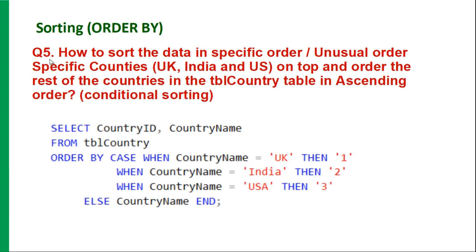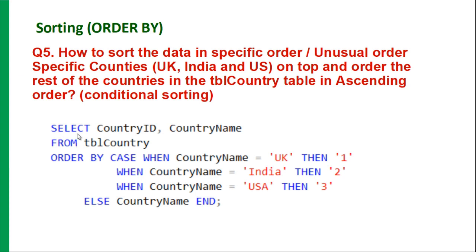Question number 5. How to sort the data in a specific order, or basically we can say unusual order, for specific countries? Basically, if I want to see the country UK on the top, India the second record, and the third record is US. So this can be achieved by using the CASE statement. This is also called conditional sorting. Here is the syntax for the conditional sorting.